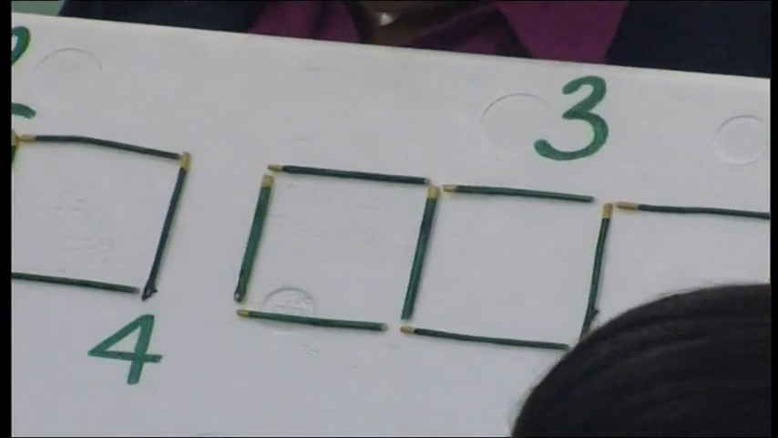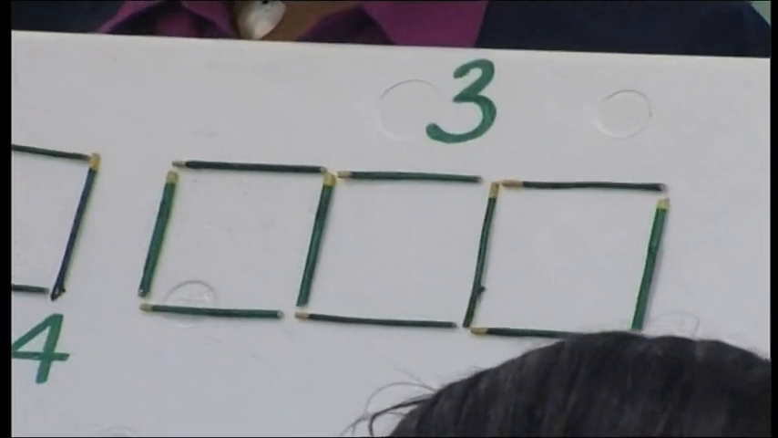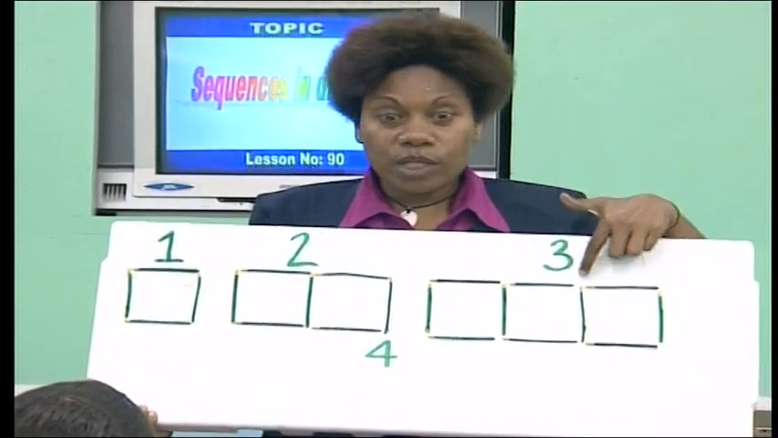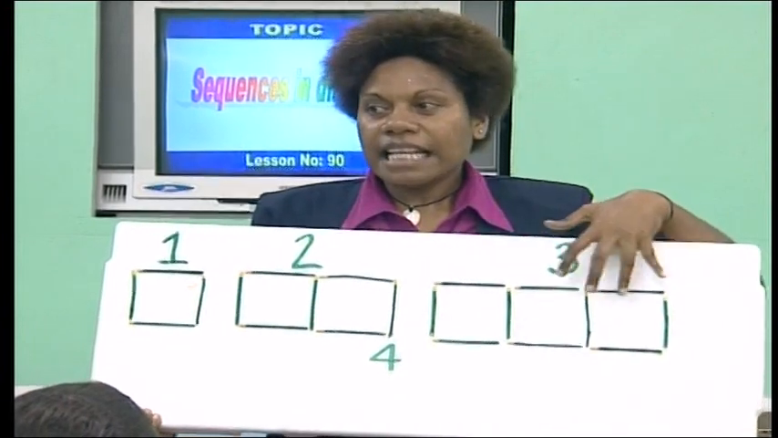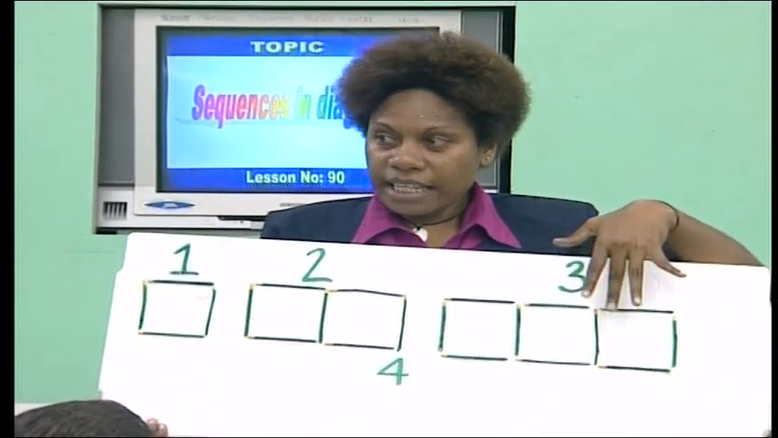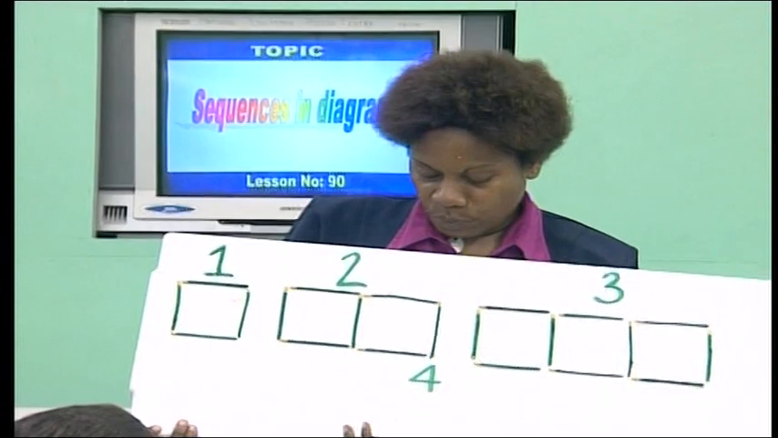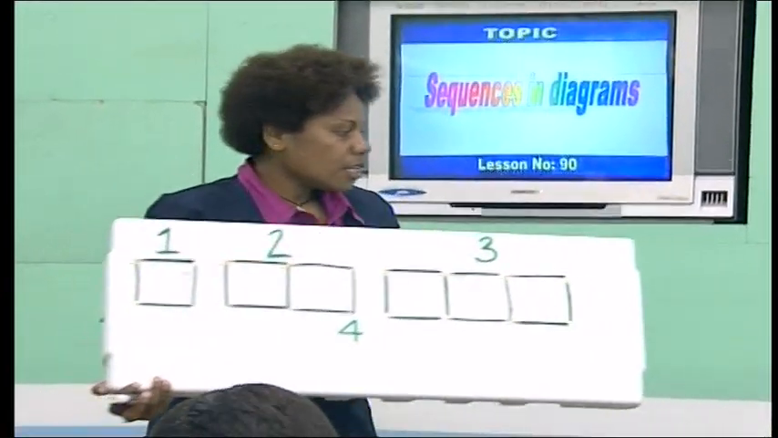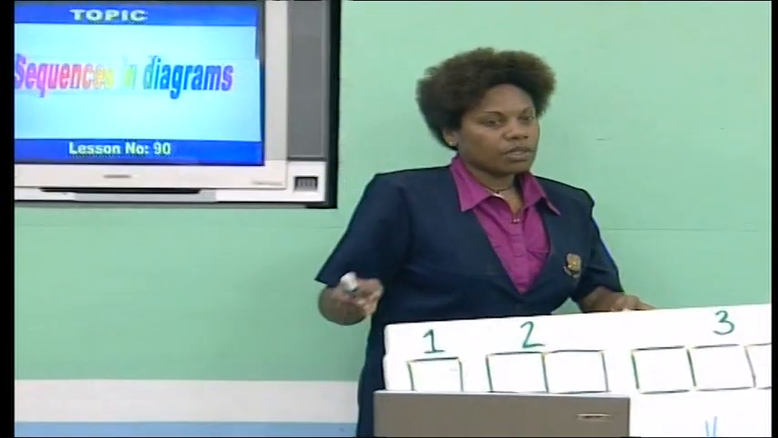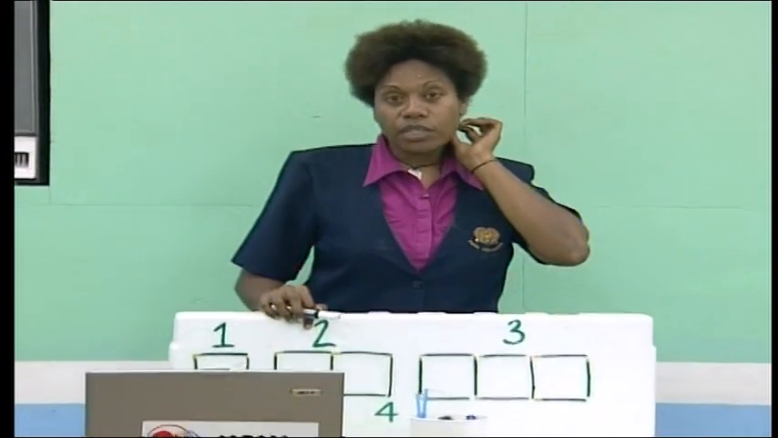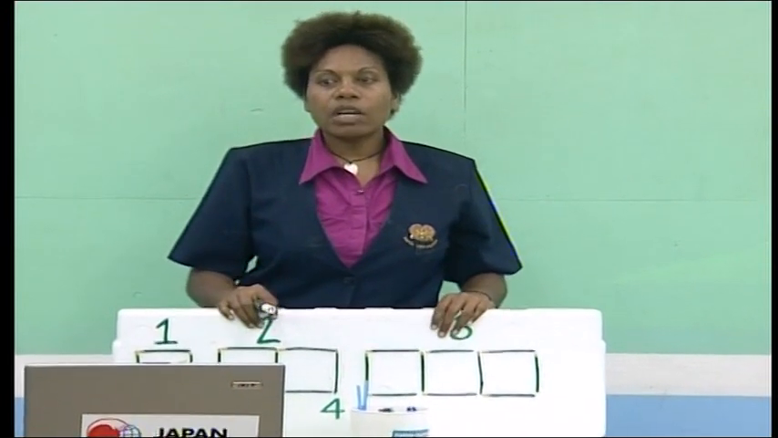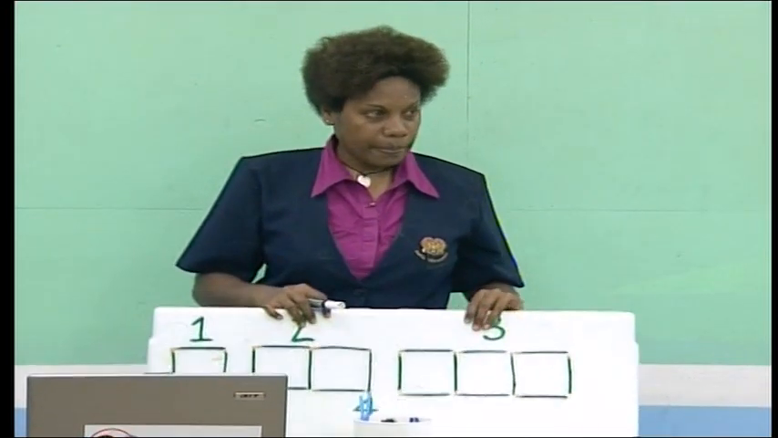So in order to form the next 4 squares, how many sticks are you going to add? How many sticks will you add? 3. 10 plus 3 gives you 13 sticks and it will make up 4 squares. So 10 plus 3, 13 sticks. Because you already know the rule, start at 4, add 3 each time.